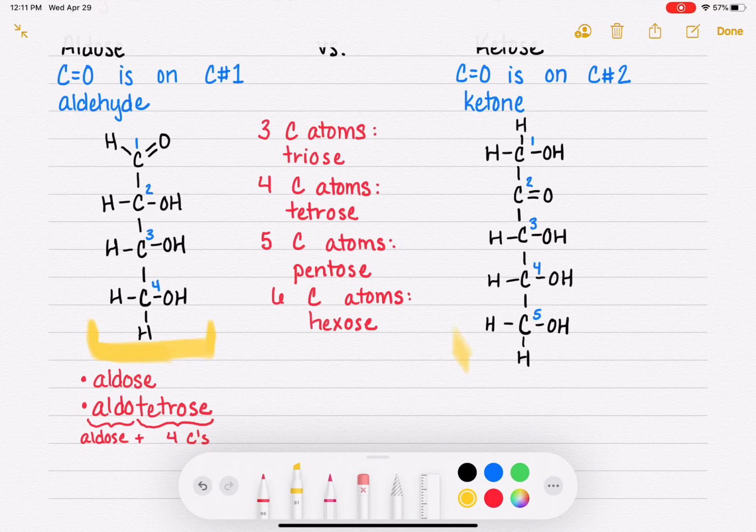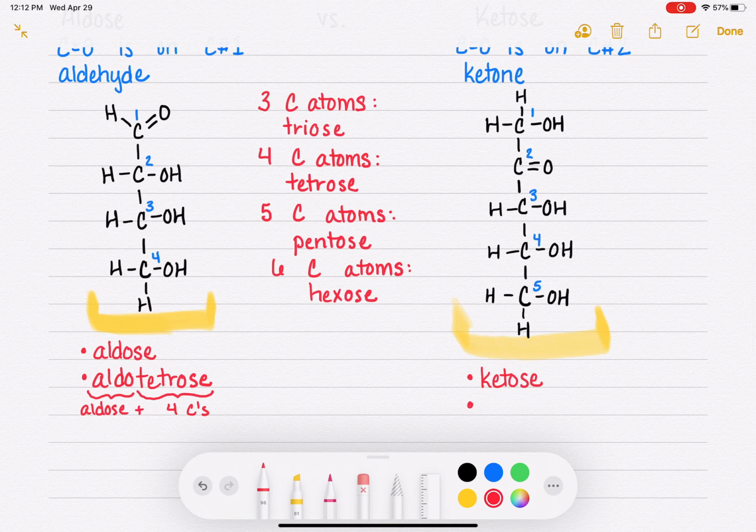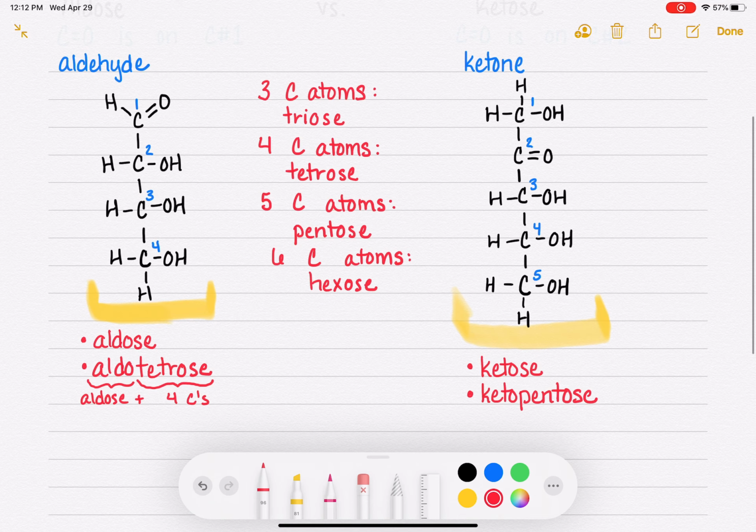Looking at our other molecule over here, if we wanted to classify this molecule, we could say that it is a ketose. When we say that it's a ketose, all that we're really saying is that we have a carbon-oxygen double bond on carbon number 2. We're not saying anything about the entire molecule. We could also call it a ketopentose. This name is a little bit more specific. Keto means that it's a ketose, and the pentose part is telling us that it has a total of 5 carbons. So that name is even more specific.